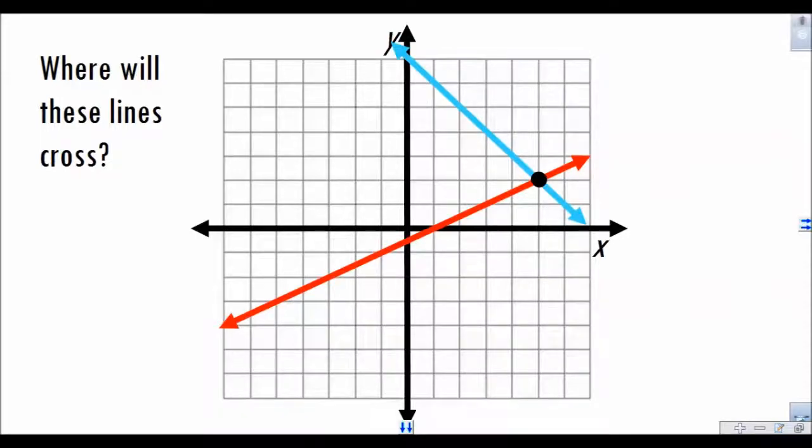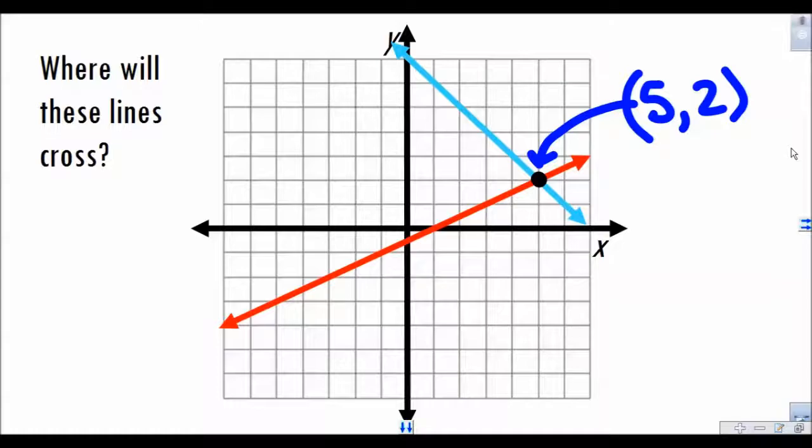There it is, right there. And how could we describe this point? Yeah, we could use an ordered pair to describe it. What's the ordered pair? Yeah, 5, 2. 5, 2, right? Let's look at another one.